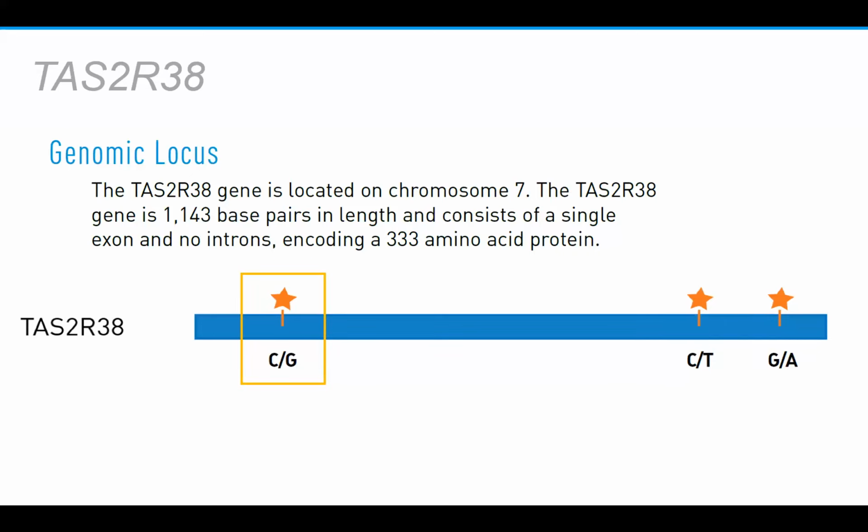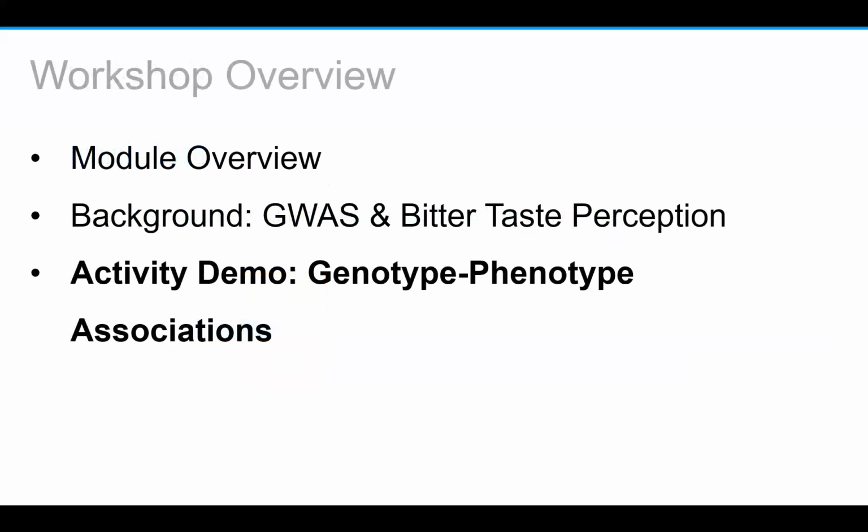There are different versions of this activity that focus on each of the 3 SNPs, which I will discuss further later, but for this demonstration, I will focus on the first SNP, the C and G SNP. Now that you've had an introduction to some of the relevant concepts for this activity, I will dive into the activity demonstration.